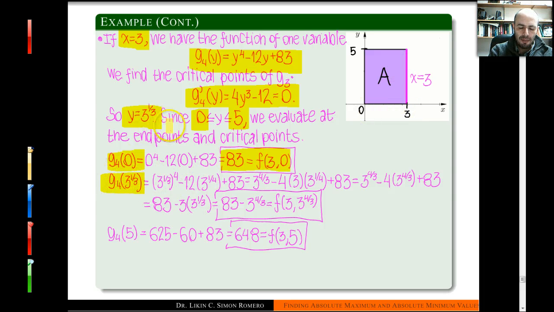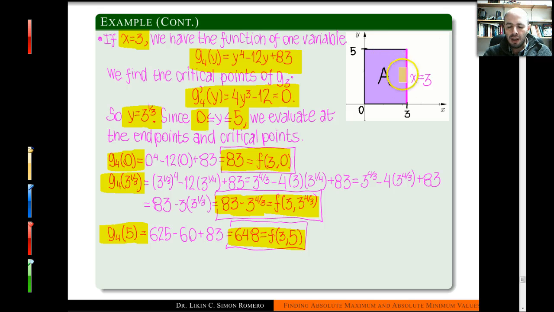G4 at the particular critical point is going to give you 83 minus a number here, and notice that that's less than 83, so it really is not going to play a role in deciding which one is the largest and the smallest one. And the last one is the endpoint, y equal to 5, and that gives you 648, and that one we already computed before.